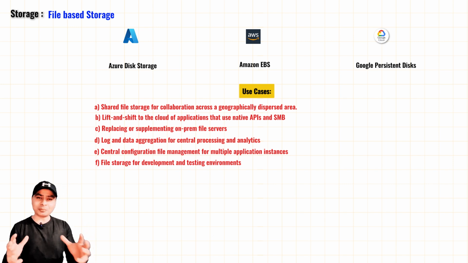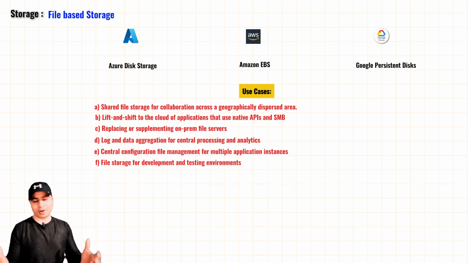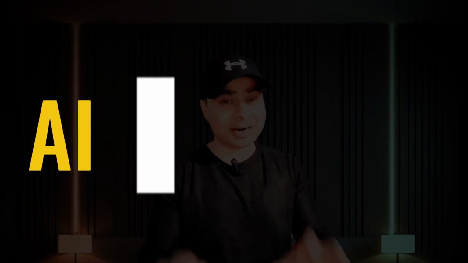So those were the top 3 services under the storage category. We talked about object storage, we talked about block level storage, and thirdly, we talked about managed file storage. And now what is the next category? A very exciting one, and that is AI services. And the very first service that I want to talk about in the AI zone is cognitive services.